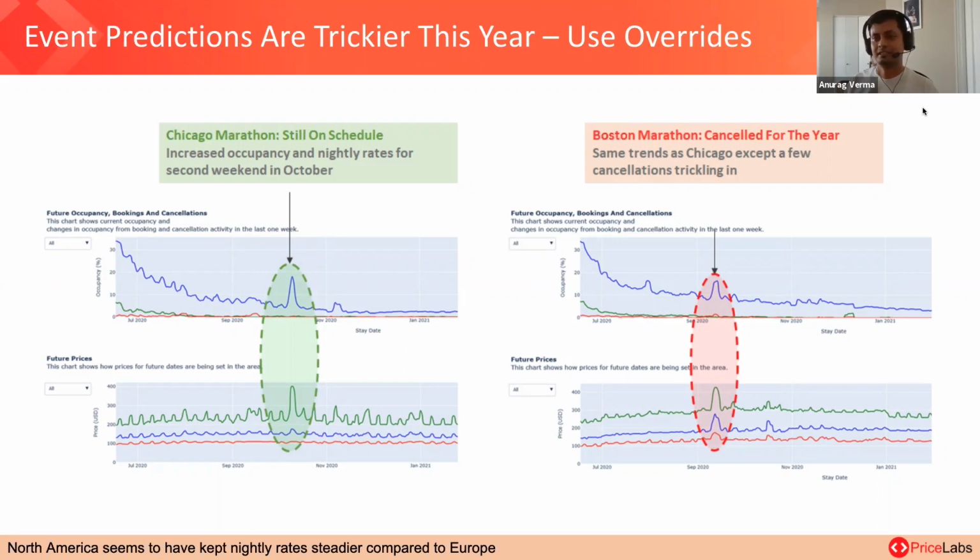The prices in the neighborhood still show you a peak. So it just becomes fairly difficult to figure out, is this a true high demand event or not? Knowing what we know for Boston, we know that this is not going to be a high demand weekend, but just by looking at this data without any context, you would think that there is something big happening there.